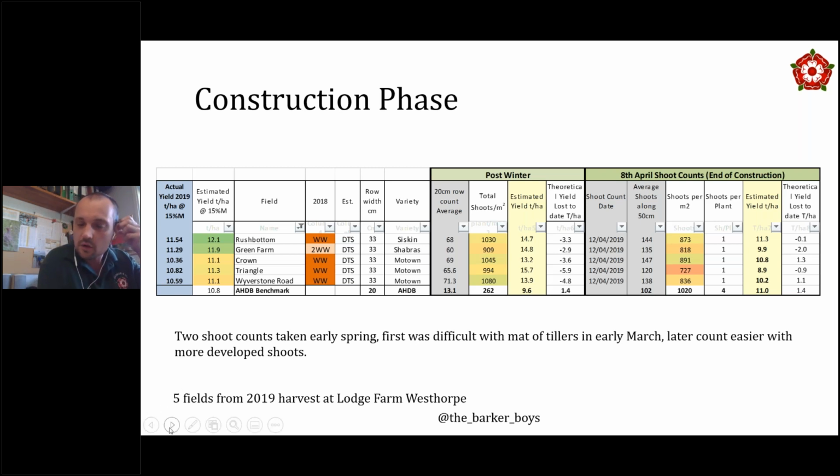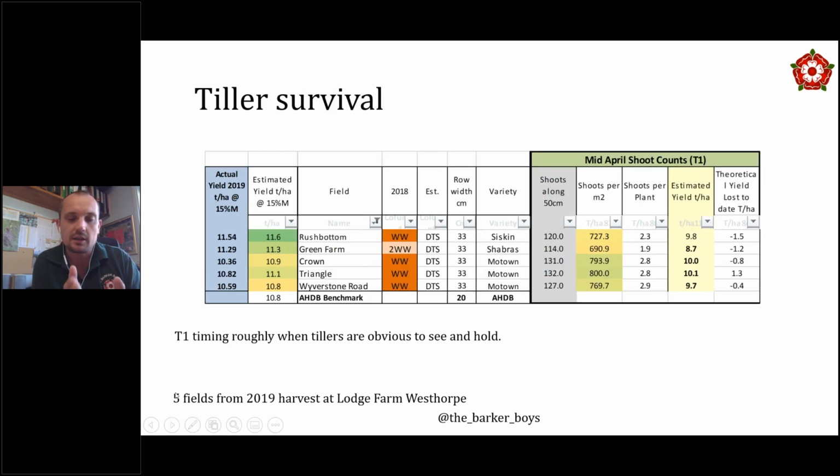As we then moved on, this is when we came into probably the 8th of April, around T0, and then we'll be coming into the T1 timings. I tried to keep it regimented around the timings that we would be going out with the sprayer. So this is when I'll be making the decisions for what inputs I'll be looking at.